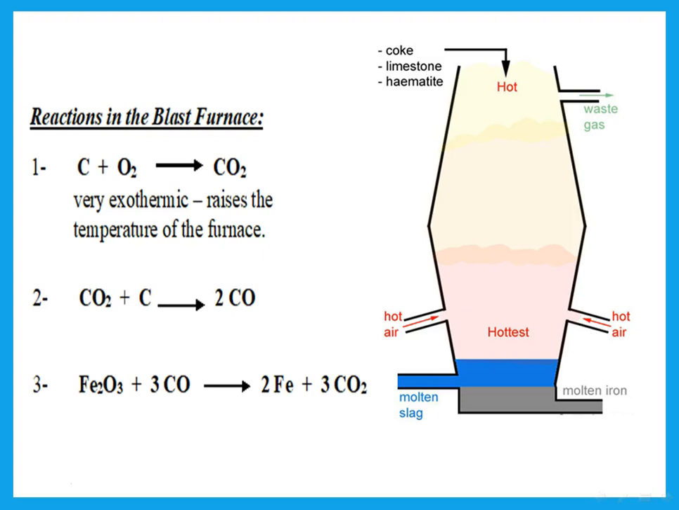Now, the first reaction that happens is the coke burns in oxygen to give carbon dioxide. This is a very exothermic reaction and helps to raise the temperature of the furnace. But then I still have a lot of coke, so the carbon dioxide is reduced by coke to form carbon monoxide. And the carbon monoxide is the reducing agent that will reduce my hematite, Fe2O3, to form iron. The iron will go down as molten iron to the bottom of the blast furnace.